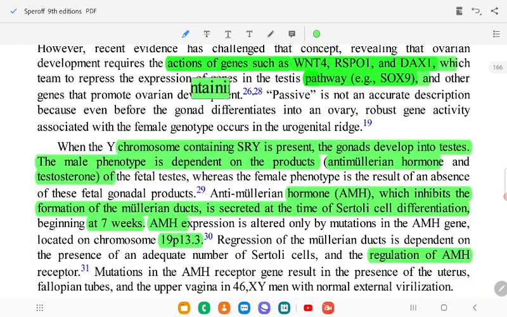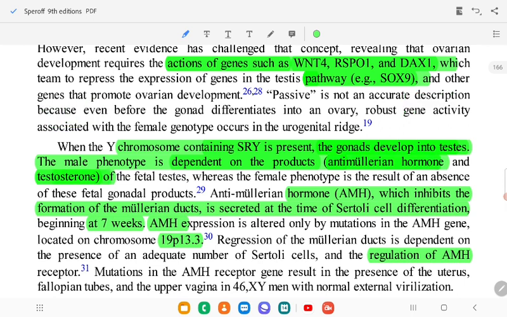When the Y chromosome containing SRY is present, the gonad develops into a testis. The male phenotype is different, produced by the products of the fetal testis, anti-Mullerian hormone and testosterone. So the gonad is different from the phenotypic character; the secondary sexual characters, external and internal genitalia, will differ. Whether the phenotype is male or female depends on the fetal testis products, anti-Mullerian hormone and testosterone.